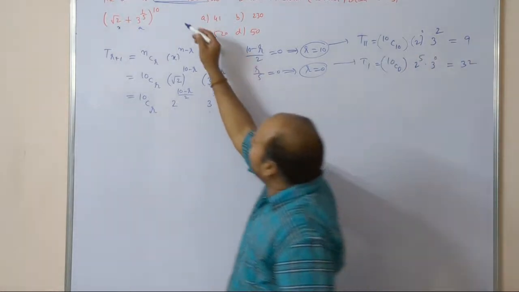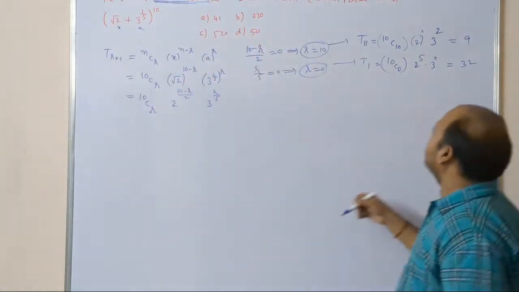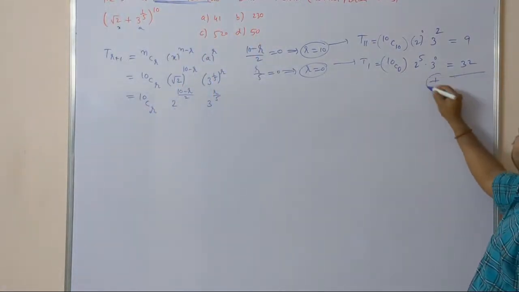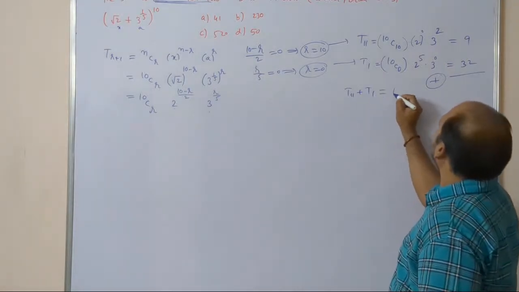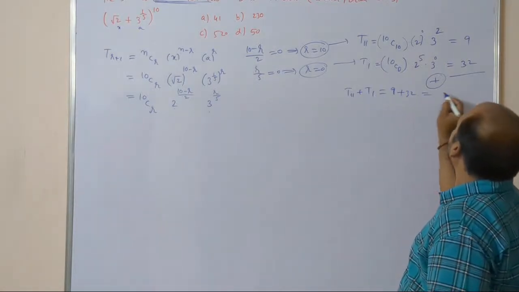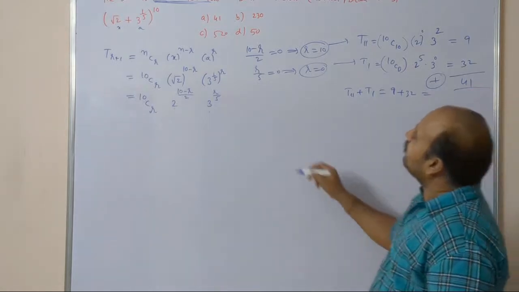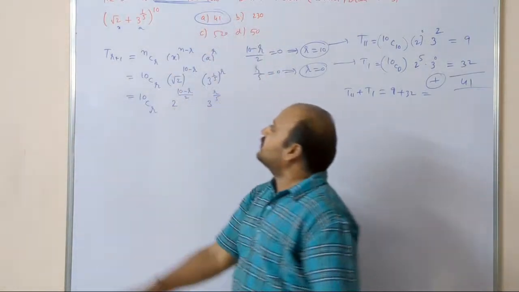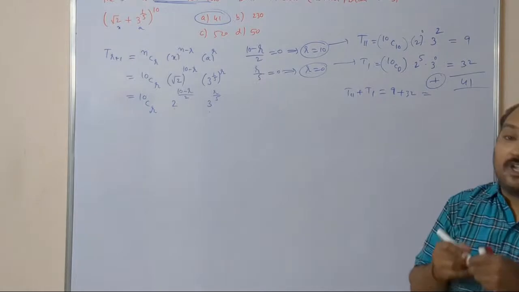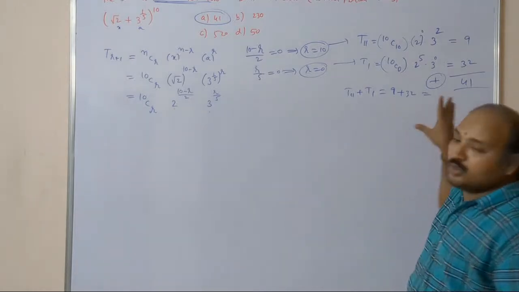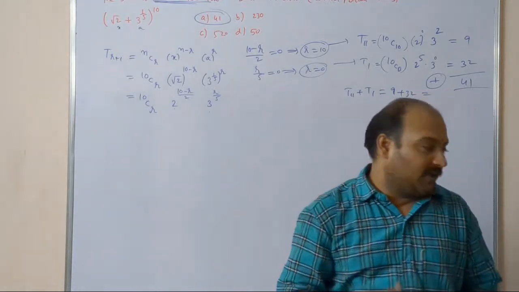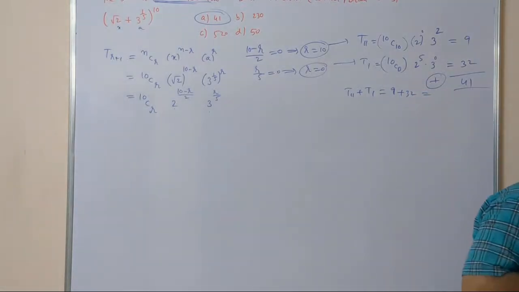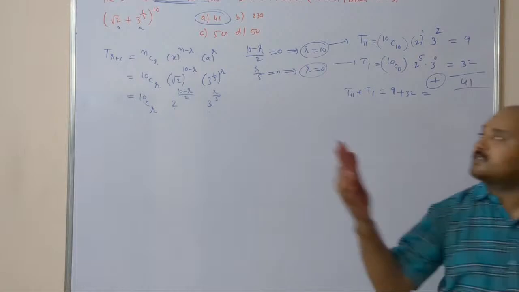So whenever they are asking for rational terms in this expansion, you have to add both. So T11 plus T1, so 9 plus 32 is equal to 41. So the sum of rational terms in this expansion is 41. You keep in mind, students, this type of question category. Next, rational index, integral values of x. 2 questions I will explain based on this.